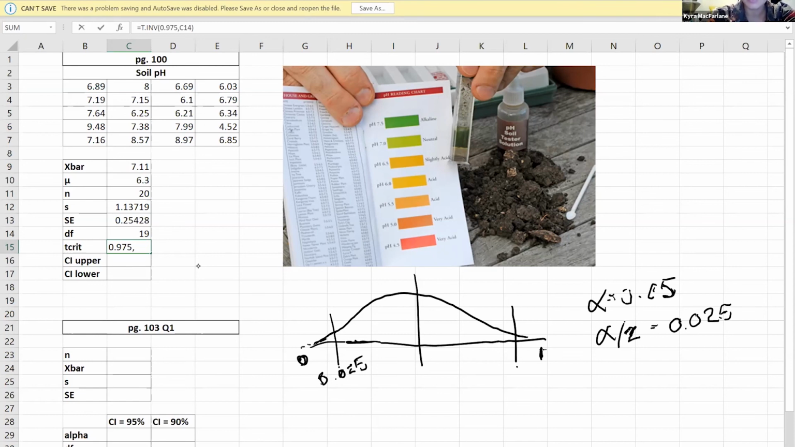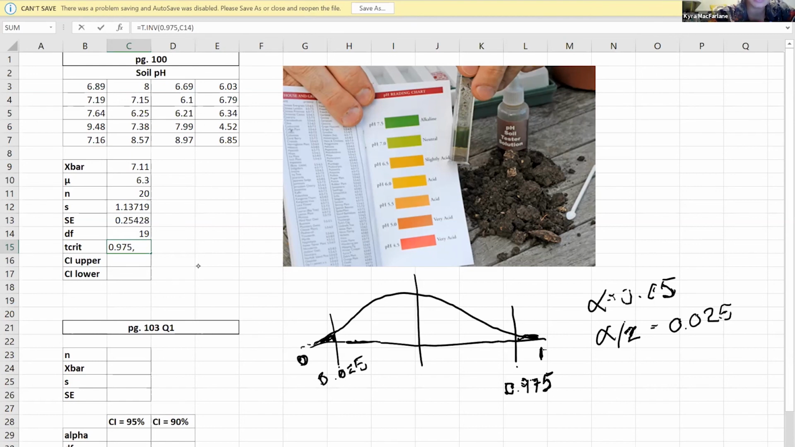It means the number on this number line is 0.975. And this area here is half of alpha, and the area here is also half of alpha. We want to use the positive one so that we get a positive critical value.